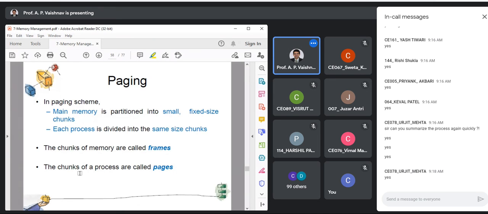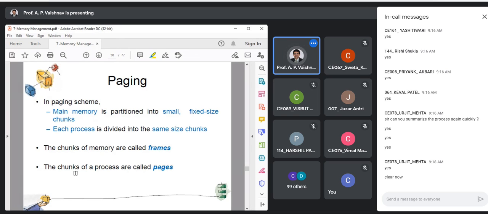Okay, good. Fine. So in case of paging, as I said, we again divide the main memory, but the size of the division will be very small. So let us go through that. Main memory is partitioned into small fixed size chunks. Remember, the size of pages is again the same. It is not like you will have one page of 4 MB and one page of 8 MB. It will ideally be in terms of KBs if it is a small scale OS.